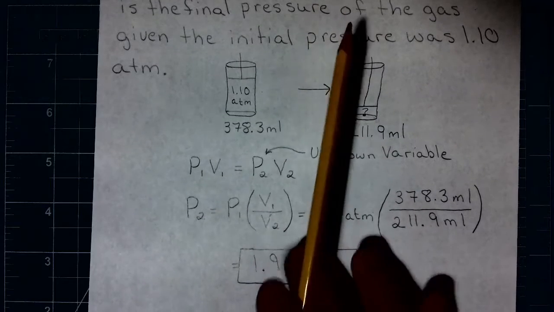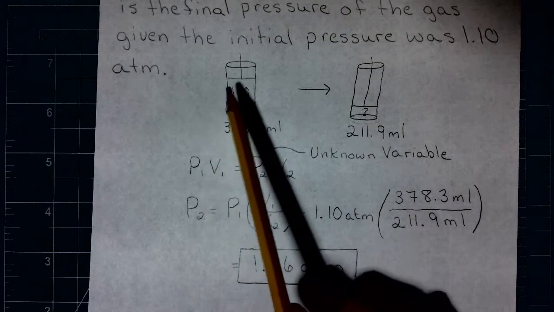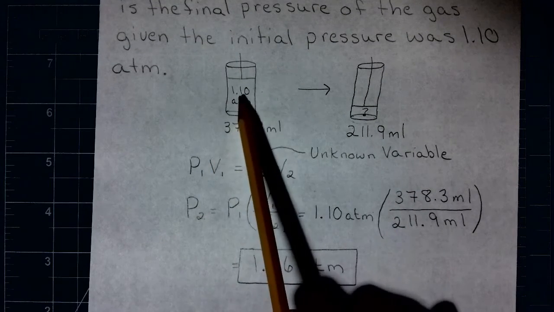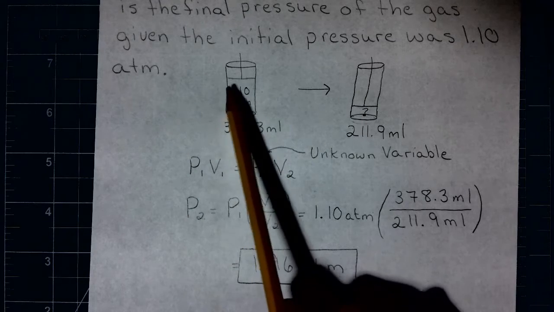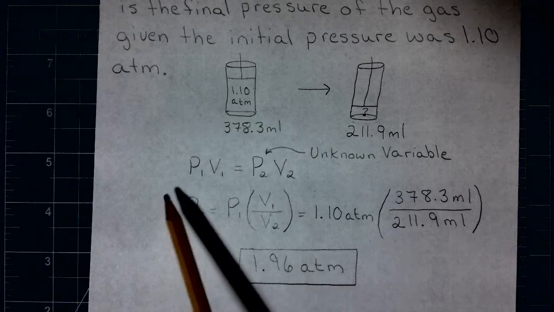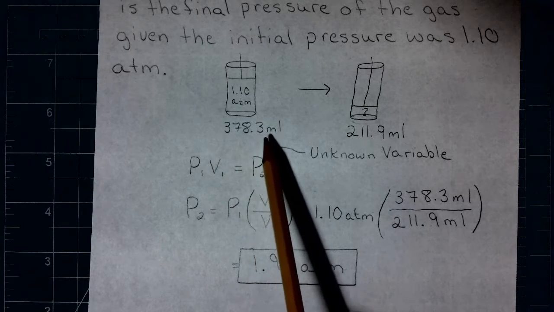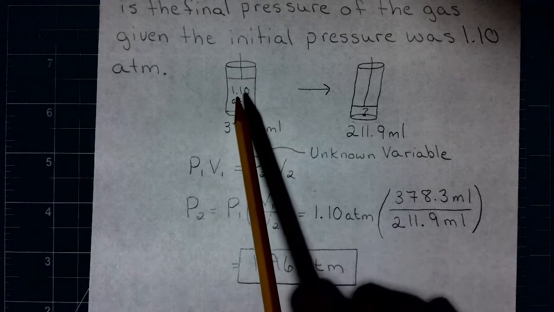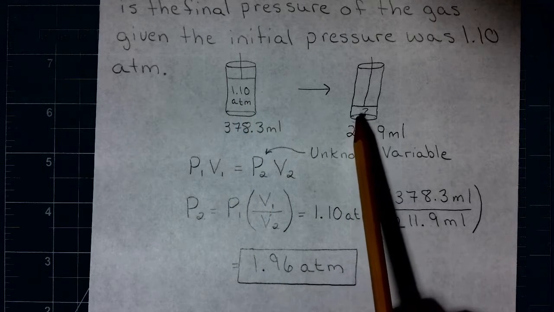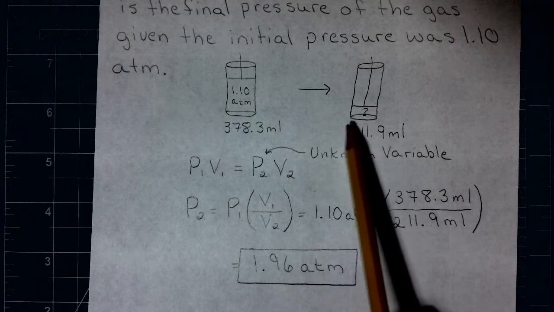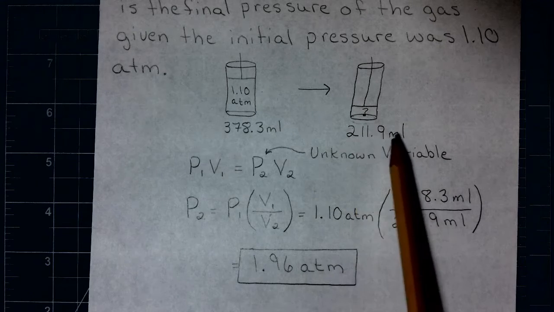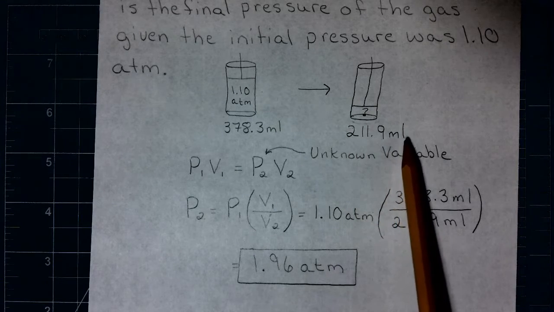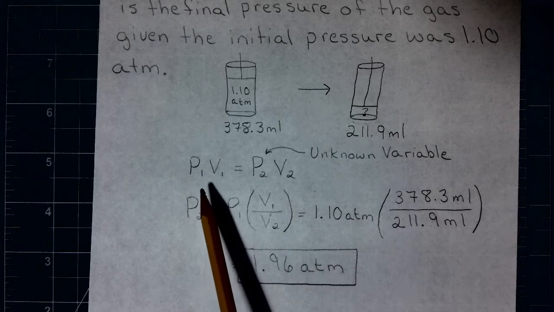If we draw out a little diagram of what's happening here, we have a cylinder. It initially contains gas at 1.1 atmospheres. It has a volume underneath this piston of 378 milliliters. We push down on the piston, which compresses the gas, making the pressure in here go higher, right? And the final volume it has is 211.9 milliliters.